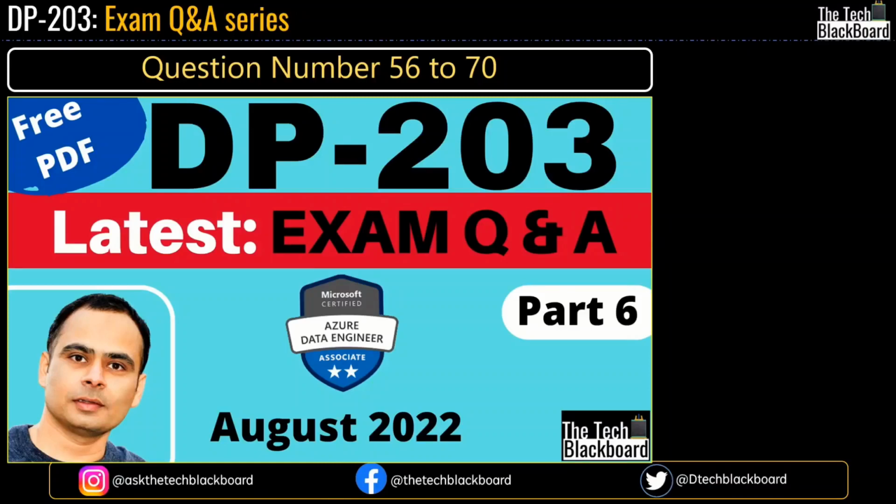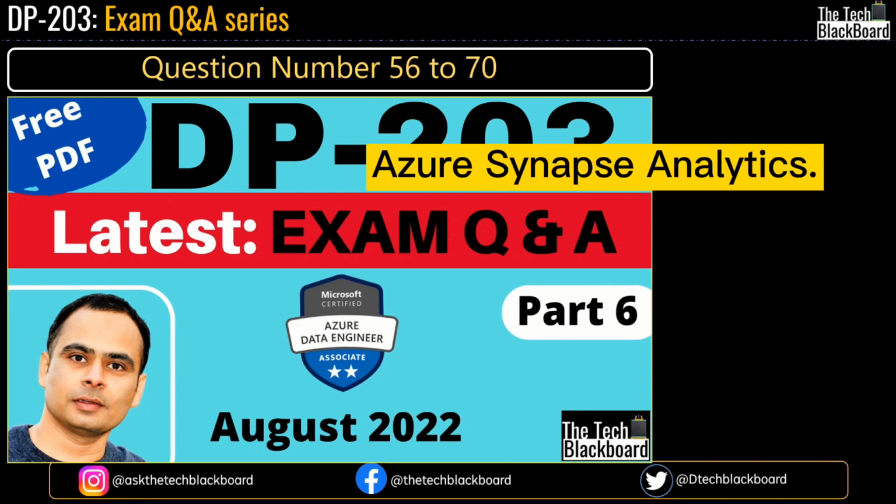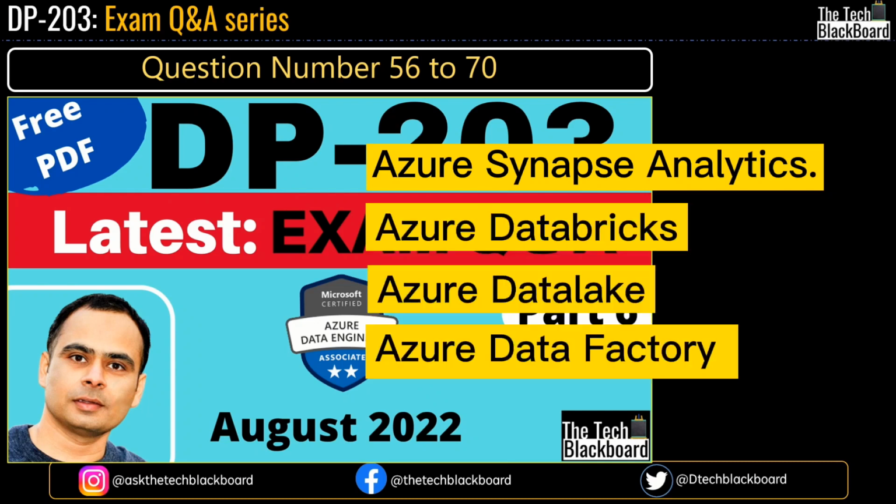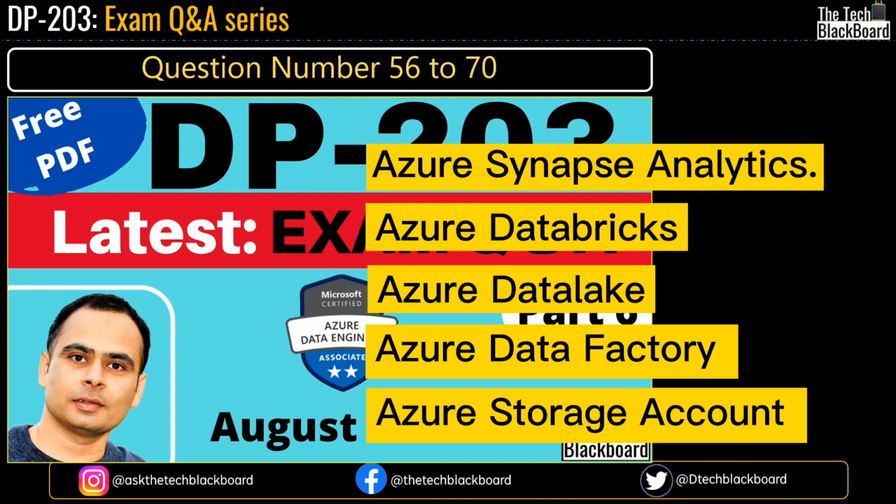Today in part 6 of the DP203 exam Q&A series, we are going to cover 15 very latest exam questions. In today's part 6, I will be focusing on the questions related to Azure Synapse Analytics, Azure Databricks, Azure Data Lake, Azure Data Factory and Azure Storage Account. There will be a lot of concepts on the above topics. Very important video, so watch it very carefully. Grab the concepts to get good grades in DP203 certification.